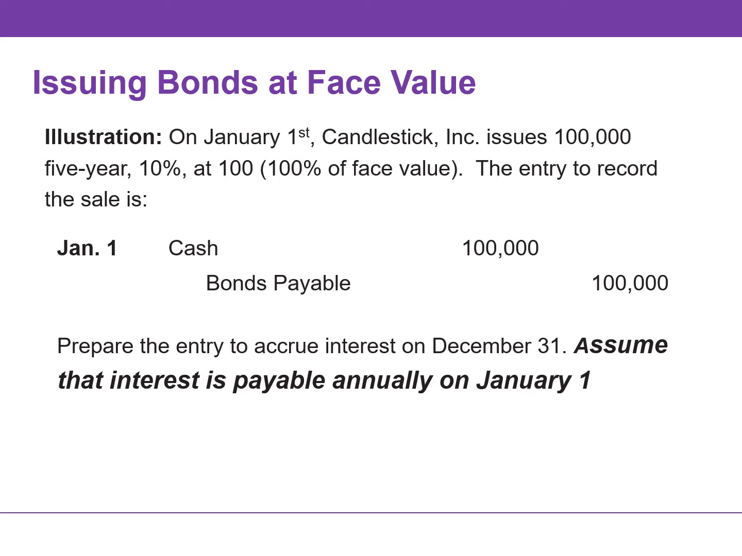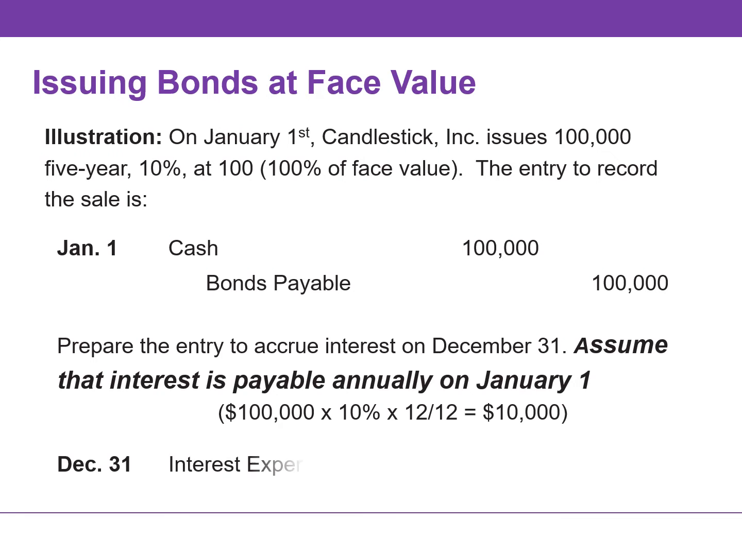Interest on bonds payable is computed in the same manner as interest on notes payable. If we assume that the interest is payable on January 1st, then this company accrues interest of $10,000. That is found by taking the $100,000, which represents the par value or the principal, multiplying that by the interest rate of 10%, and in this instance time is 1 because it's for a full year, so the interest would be $10,000. This company would record the following entry: a debit to interest expense for $10,000 and a credit to interest payable for the same amount.